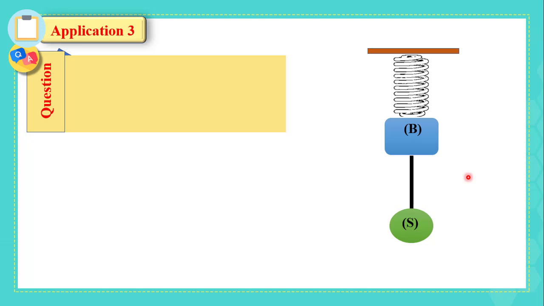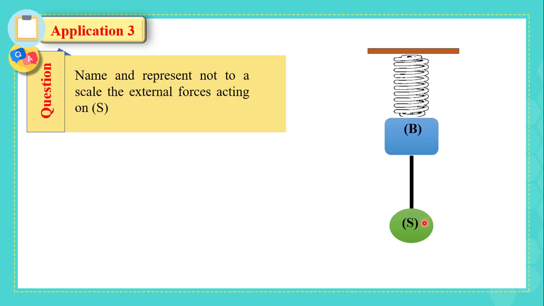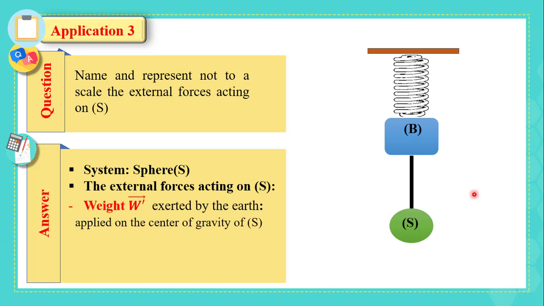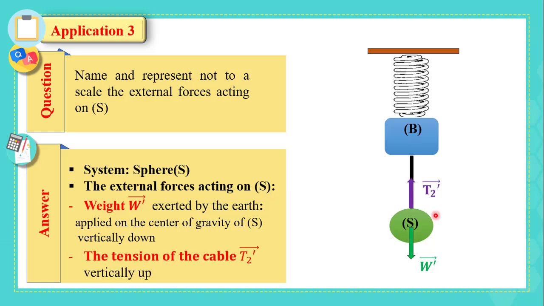Now the same question is repeated, but this time the external forces are on the sphere S and not on the block B. Then, after indicating the system, which is the sphere S, we need to list all the external forces acting on S. We start by the weight of S, which is the force exerted by Earth on S. We will call it W prime to distinguish between it and the weight of B. We will represent it vertically downward from the center of gravity of S in this way. Also, the cable where S is attached to exerts a tension force. I will call it T prime 2, which is directed from the figure vertically upward.